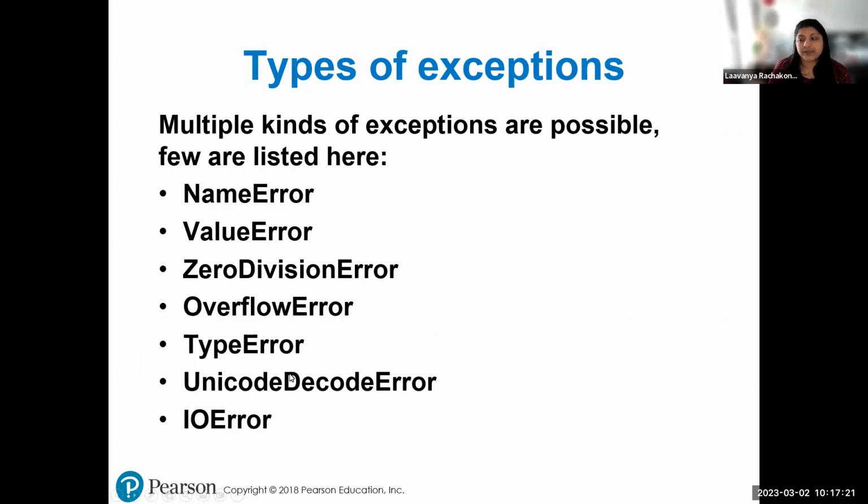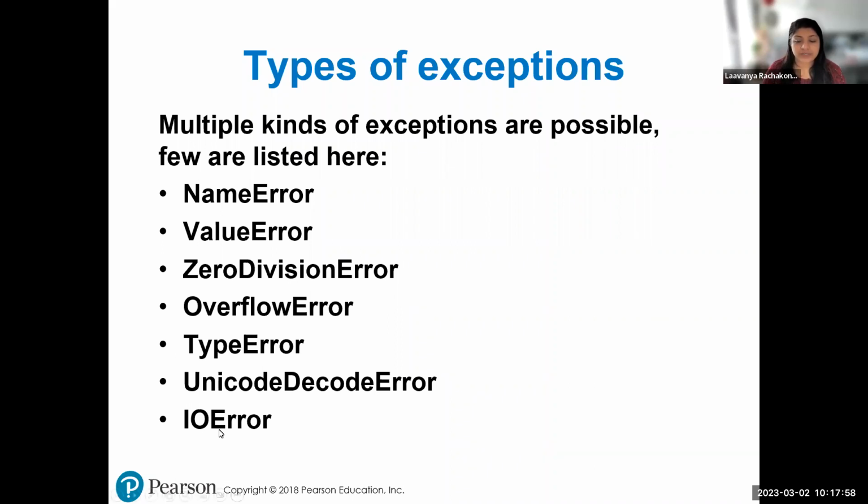So there are multiple sorts of exceptions. We can have a name error when you are trying to use a variable that has not been defined prior to the usage of that variable. A value error is when you are trying to perform an operation, but you're expecting one thing and you're looking at a different thing. Zero division error is by dividing by 0. Overflow is when you are trying to include more contents than it can take. Type error is when you are trying to perform mathematical operations between two different data types.